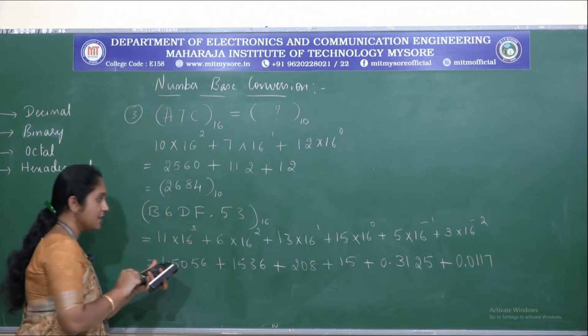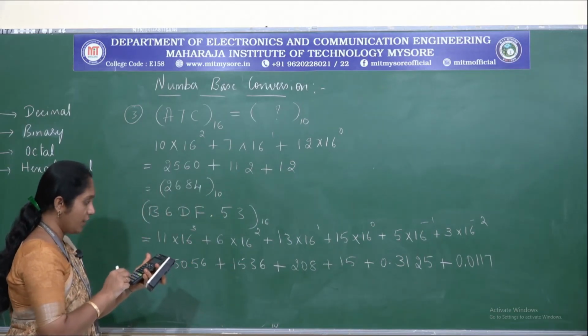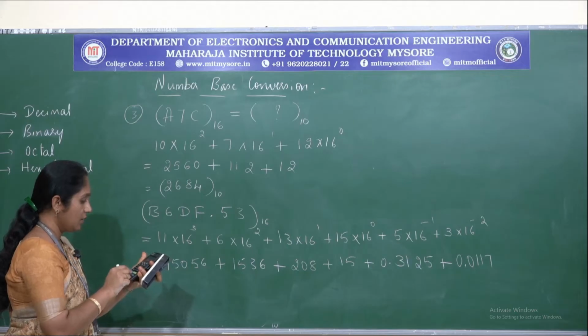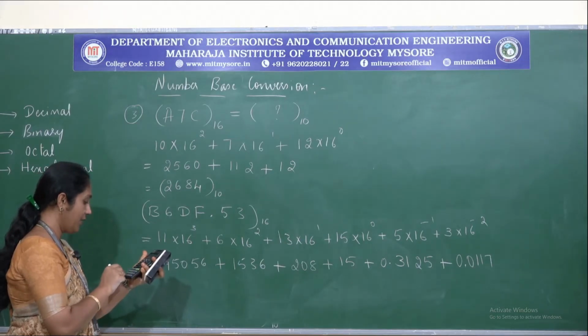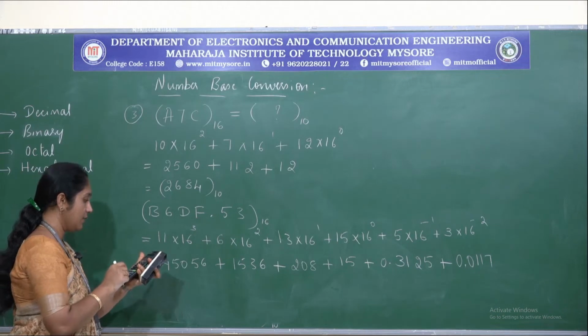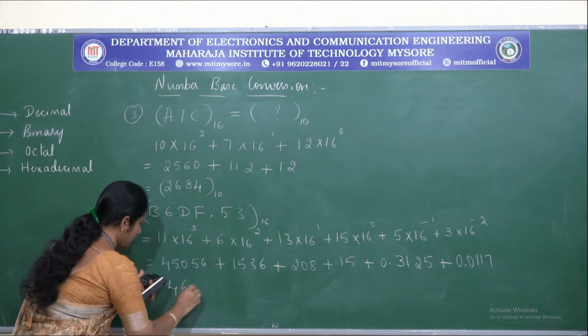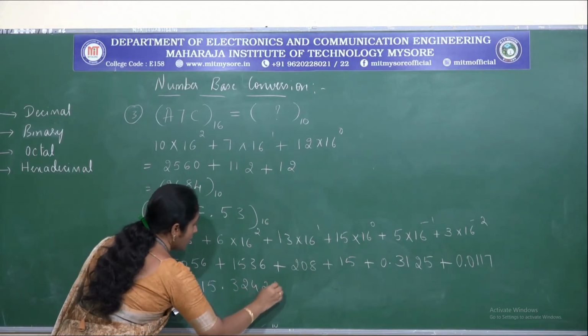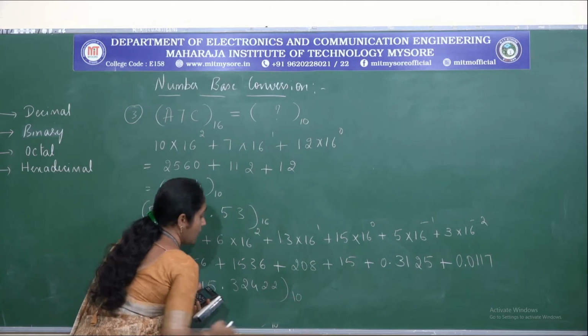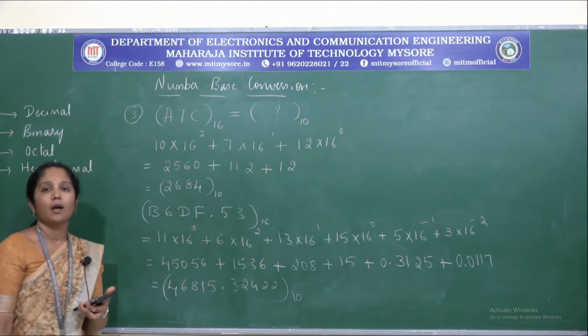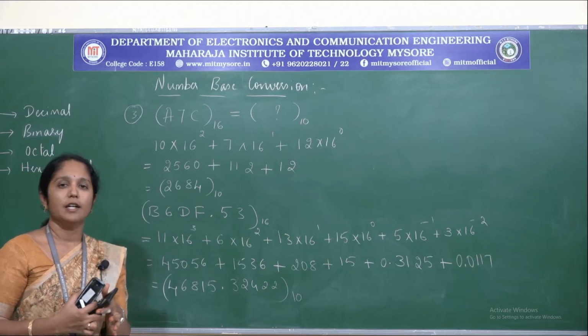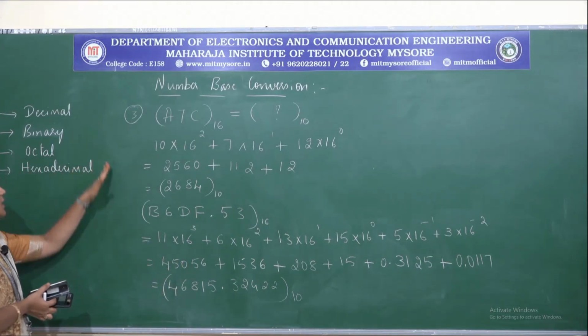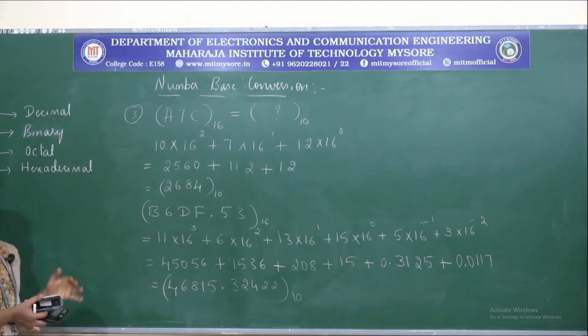Now let us see the sum of all this: 0.125 plus 15 plus 208 plus 1536 plus 45,056. Yes, the answer is 46,815.32422. Yes, this is the equivalent in the decimal number system. This is how we convert any given number in these three number systems to the decimal number system.